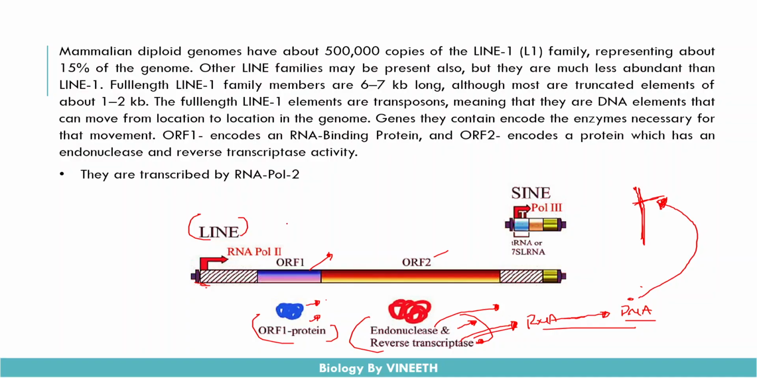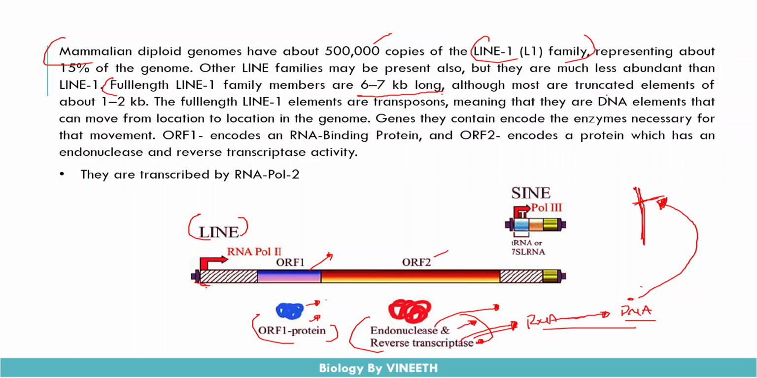Okay, so these are about the LINEs. The full-length LINE-1 family is a simple family, and remember this point also: mammalian diploid genomes have about 500,000 copies of the LINE-1 family. These LINE-1 family members are about 6 to 7 kilobase pairs long. That means 6,000 to 7,000 base pairs long.